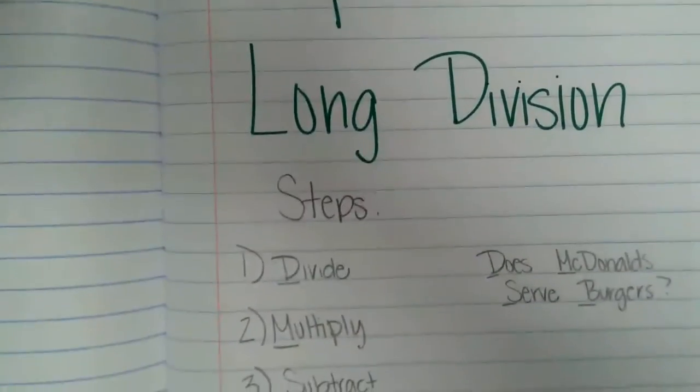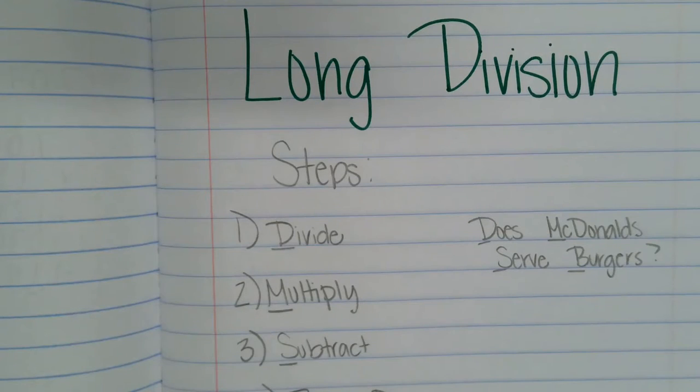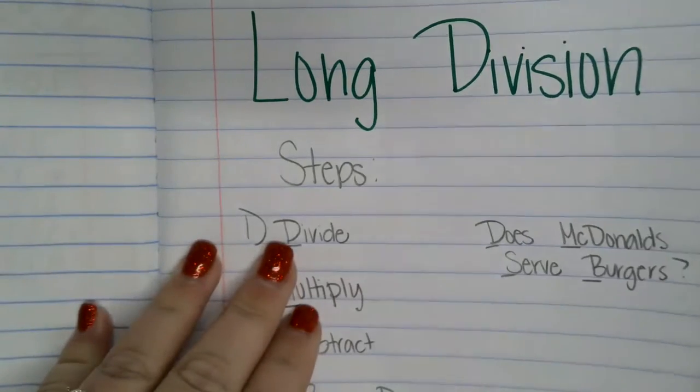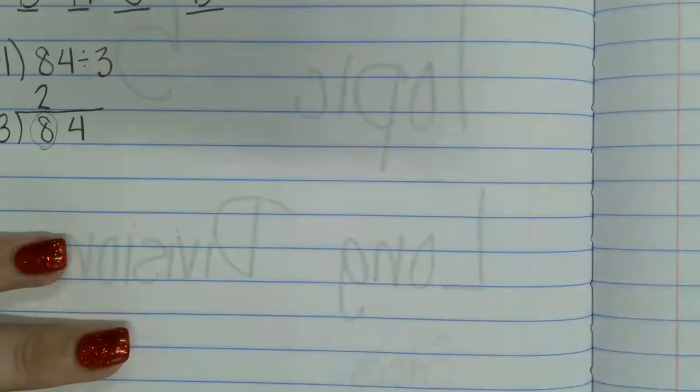So all your steps are on the front. Divide, multiply, subtract, bring down. Does McDonald's serve burgers? That's how we're going to remember it. So we're going to go through each of the steps today and do just one. Divide, multiply, subtract, bring down. Does McDonald's sell burgers?